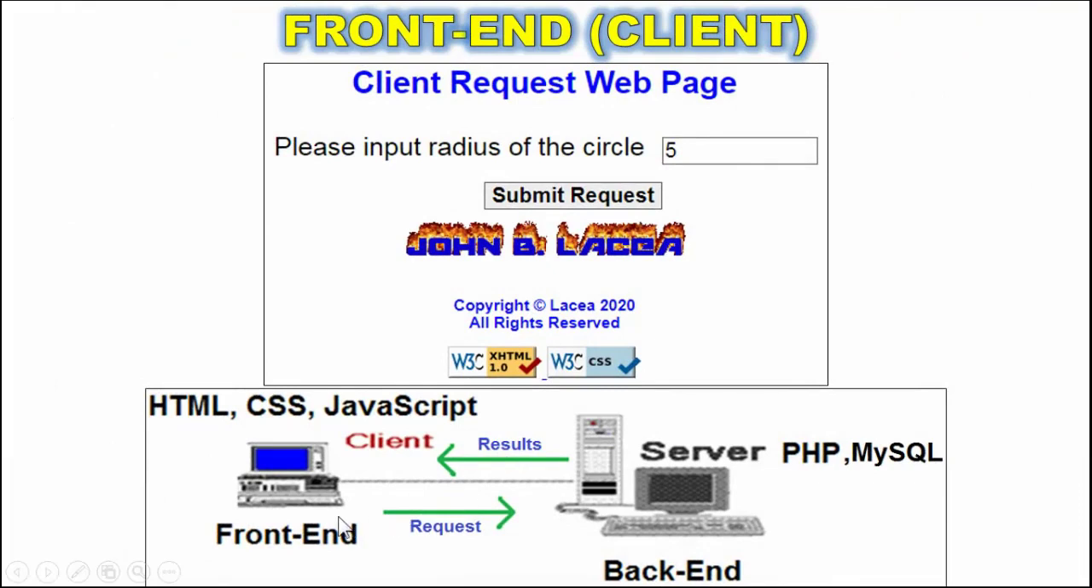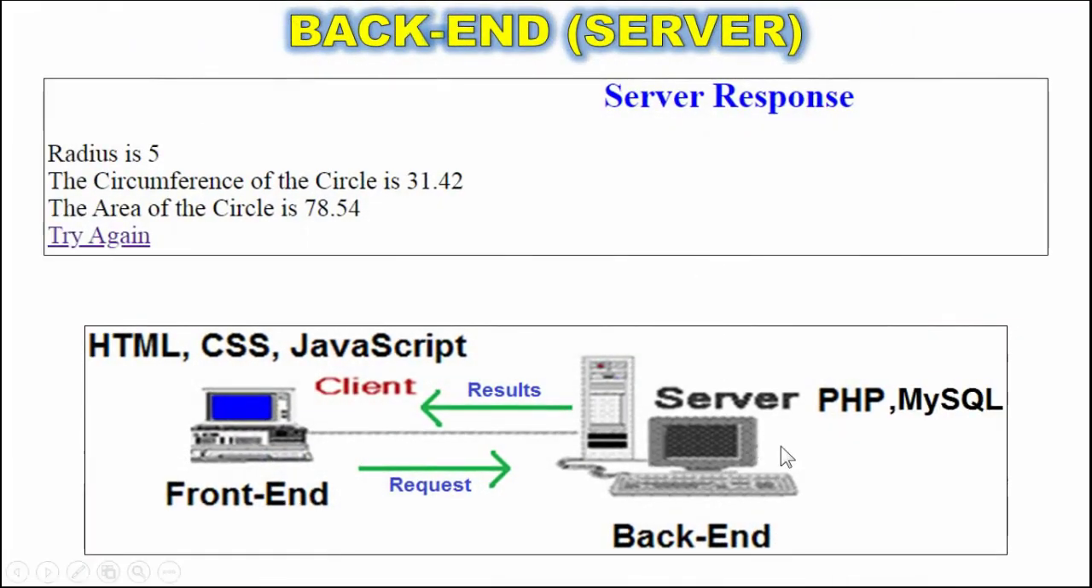On the front end or client computer, the HTML, cascading style sheet, and JavaScript are the tools you use to develop a graphical user interface where the user interacts. On the back-end or server computer, the PHP and MySQL or MariaDB database engine are the tools you use to program the server to process the data.